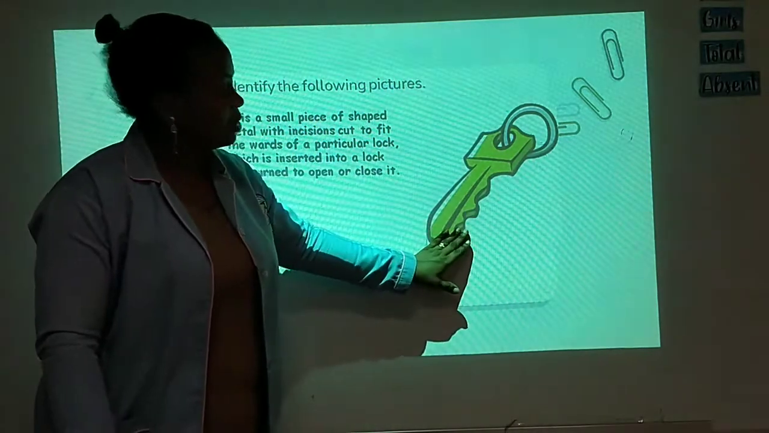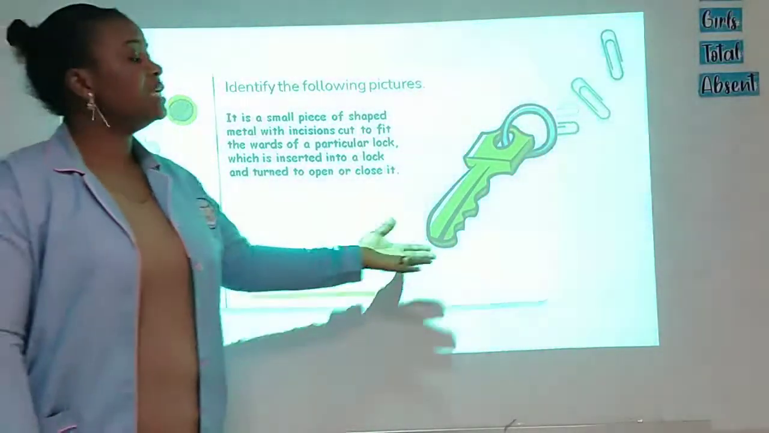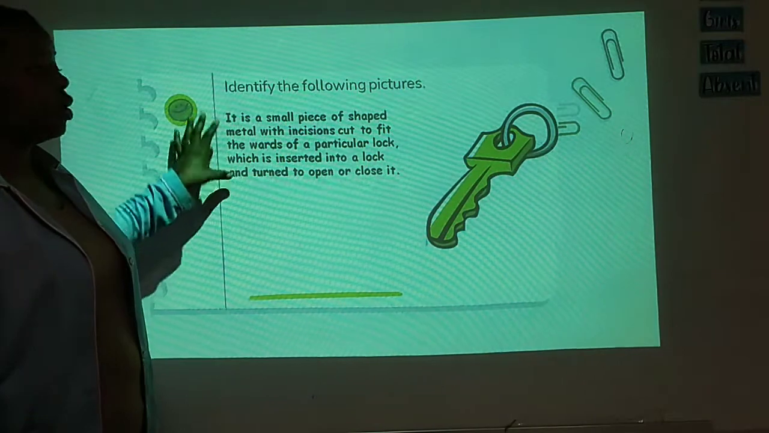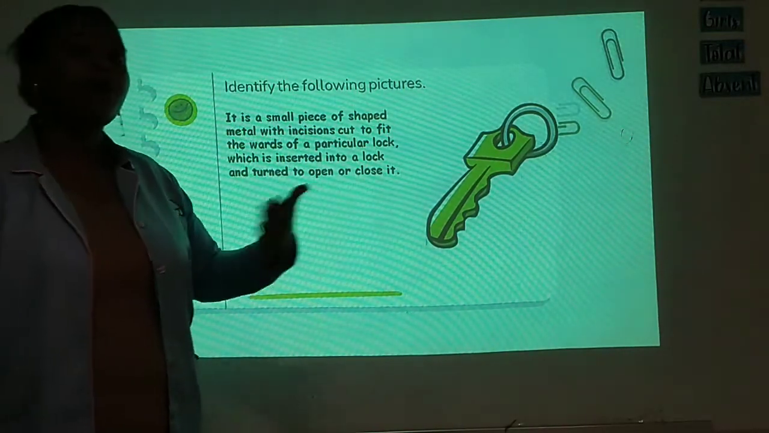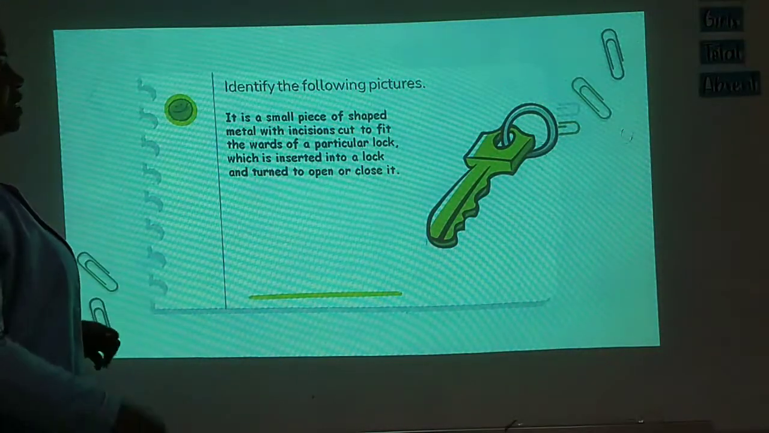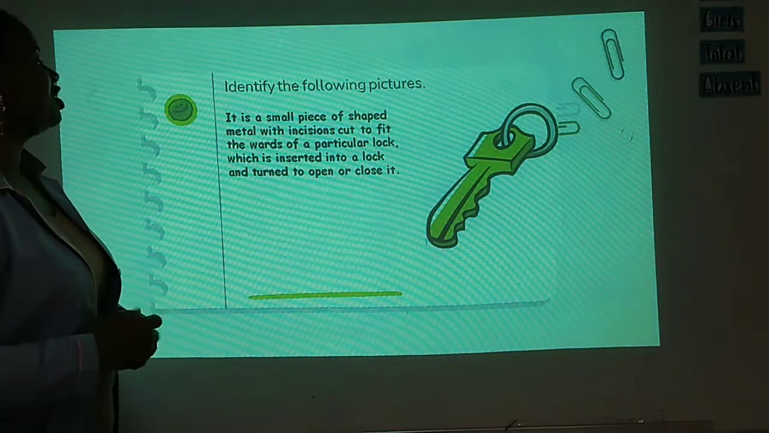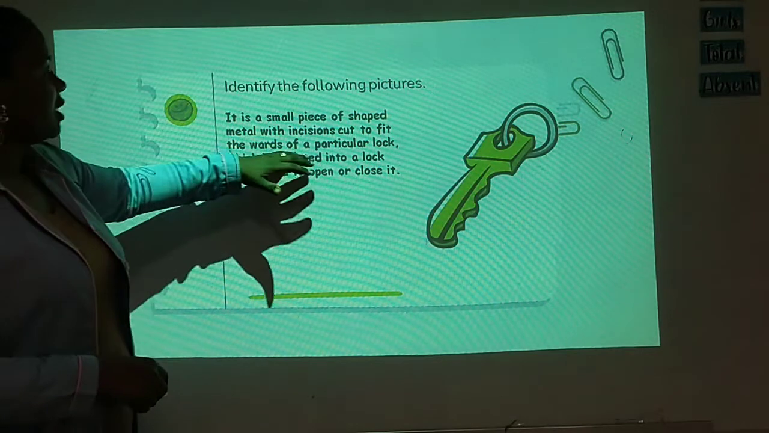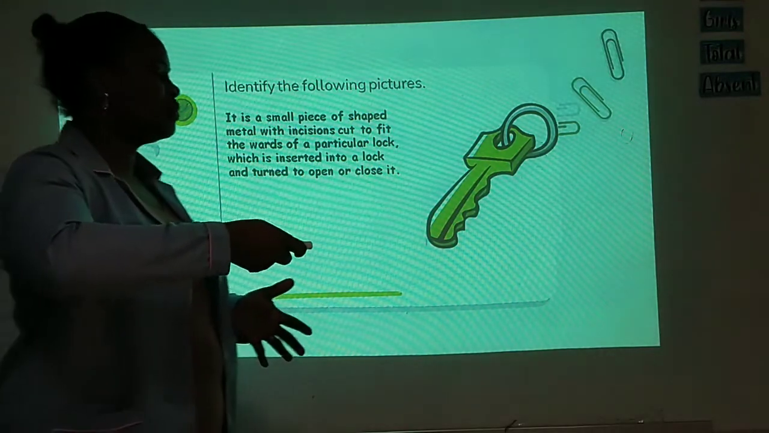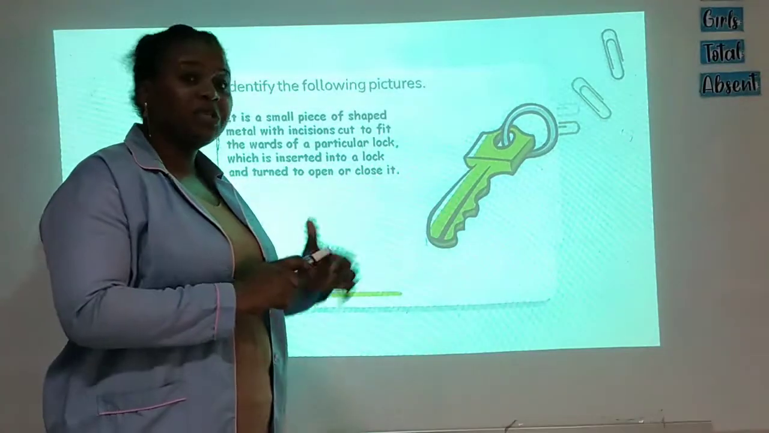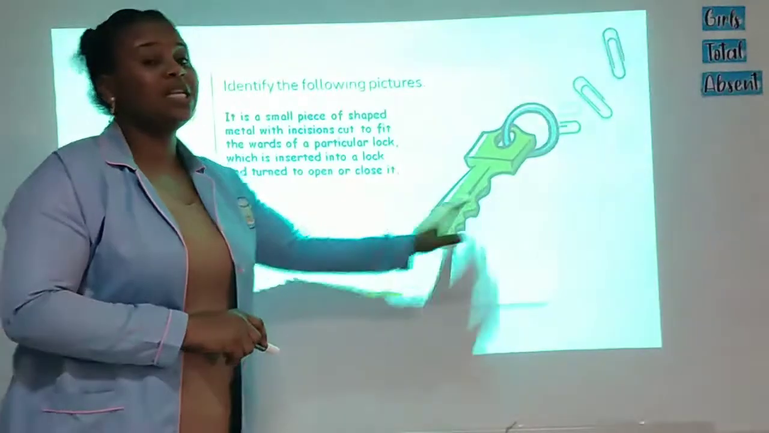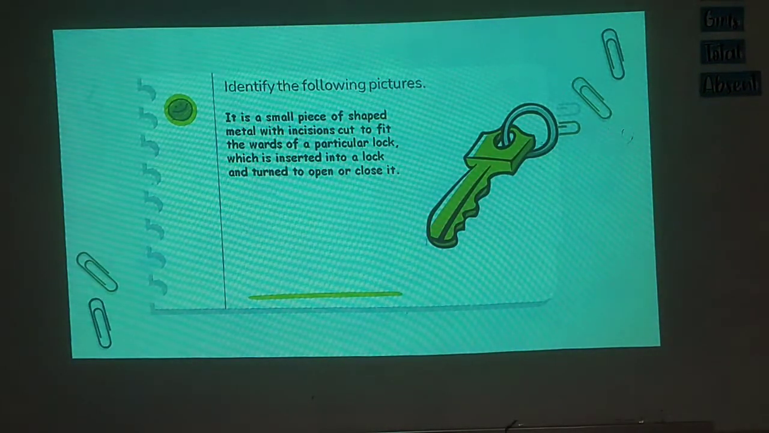When you look at this picture, by now, you should have known what the picture is all about. But it's better we read this up so we'll get a better understanding of what this picture represents. It is a small piece of shaped metal with incision cuts to fit the words of a particular lock, which is inserted into a lock and turned to open or close it. So when you put the key in this hole, you turn it either to open or to close it. So the right word for it is what? Key.